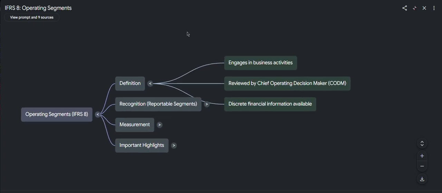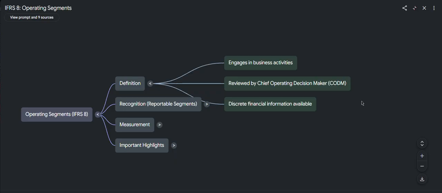under operating segments, it's important to note that it engages in business activities. So when we say it engages in business activities, there must be revenue generating activity for a certain component of a business for it to be under this standard's operating segments. Another thing to note is that it is reviewed by the chief operating decision maker.